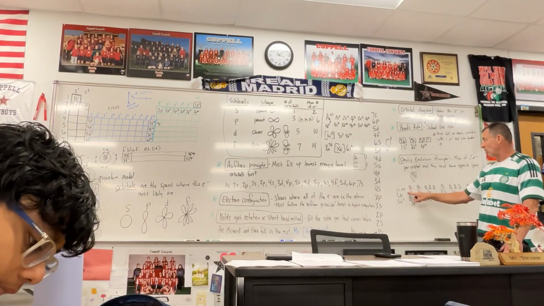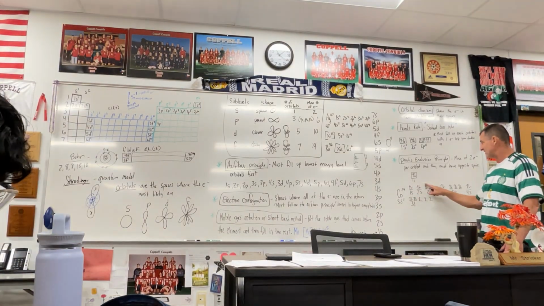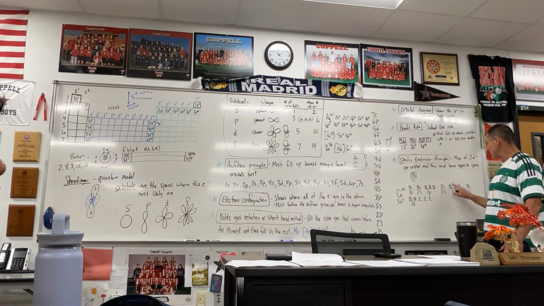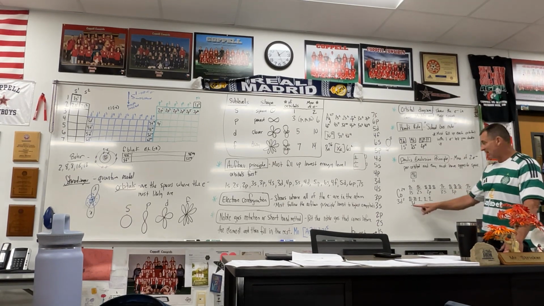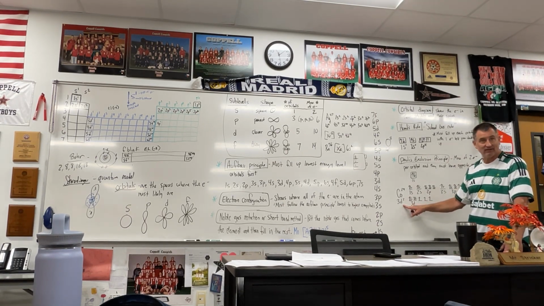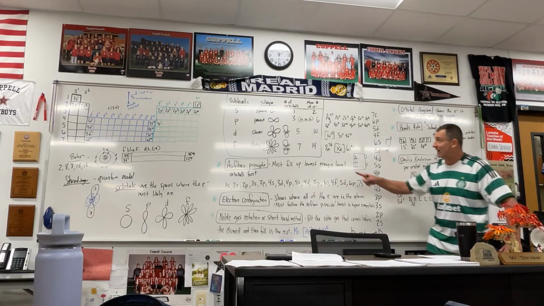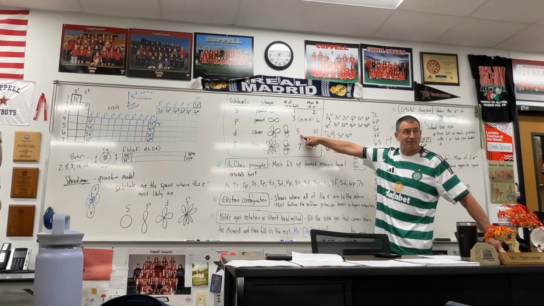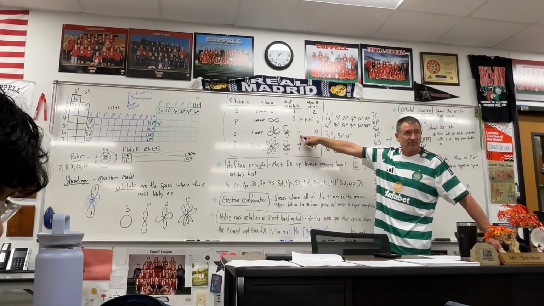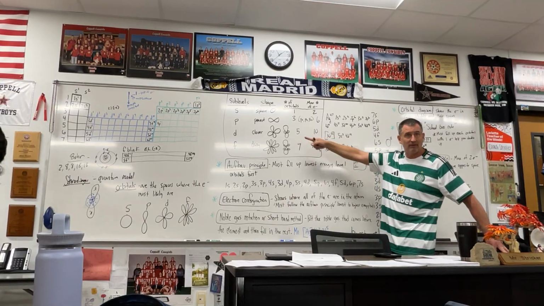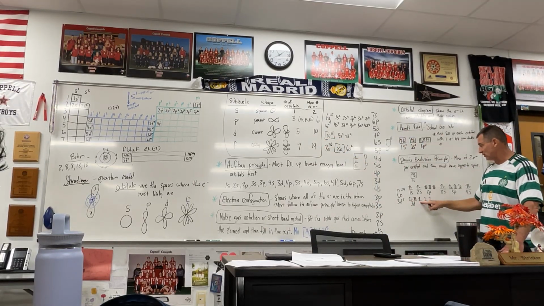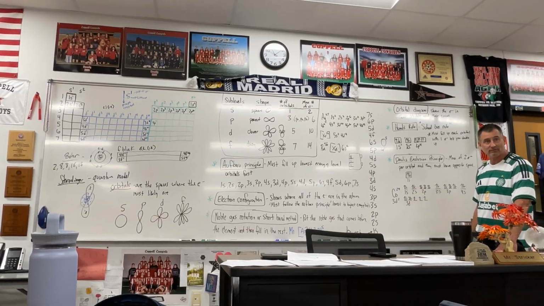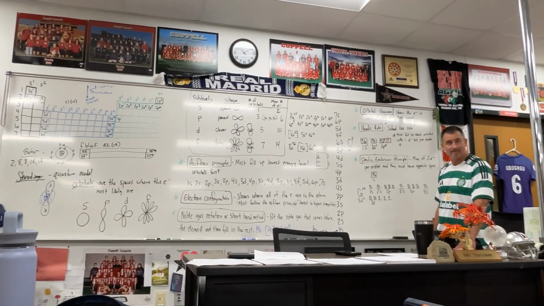Now, cobalt, we got 1s2, 2s2, 2p6, 3s2, 3p6, 4s2, and then it finishes with 3d7. So how many orbitals did the D block have? 5. So you have to draw 5 lines because there's 10 possible electrons, 5 orbitals, right? So I draw 5 lines, 1, 2, 3, 4, 5. I put 1 in each because that's Hund's rule. Then I double up, and when I double up, it's got to be opposite. So that's 7 arrows. Okay, you see that?